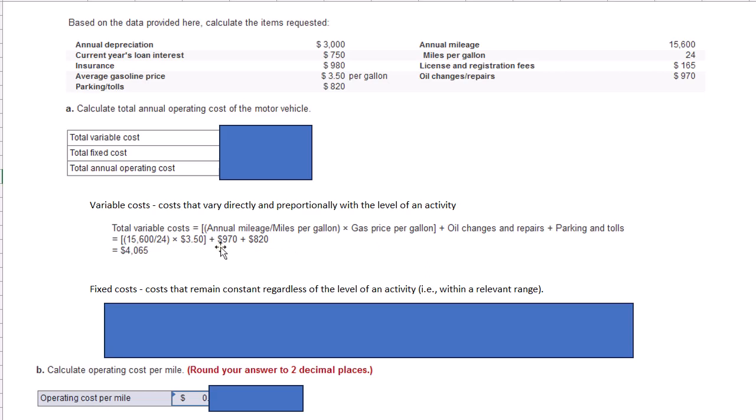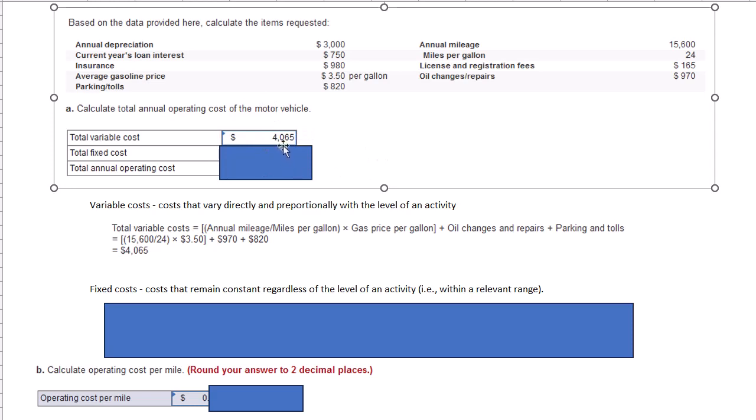Okay, so when we do that math, then we have to add in the oil change cost. We consider that to be a variable cost because we're going to need more oil changes depending on the level of activity, meaning we're going to need oil changes the more miles we drive. Another way of saying that is we will need more oil changes as we drive more miles. So that's considered to be a variable cost. Same thing with repairs. And what's the last item? Parking tolls. Well, the more miles we drive, the more parking and tolls we're likely to incur. So we're going to consider that to be a variable cost. Add that all up, we get $4,055. Okay, and then of course we would just drop it into the location they want it.